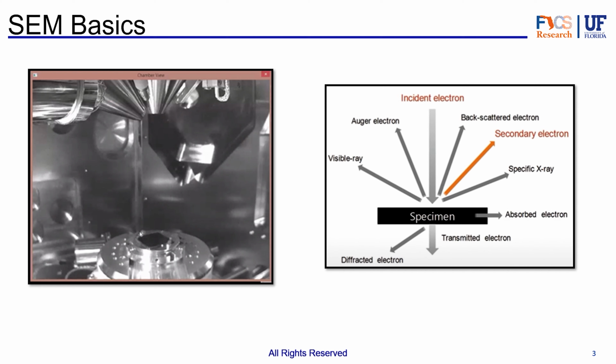So we have an incident electron, which is from the beam gun that hits the chip and produces a secondary electron or turns into a backscattered electron. And as you can tell, there's absorbed electrons and transmitted electrons that go through it. But specifically, we focus on the backscattered electron and the secondary electron.